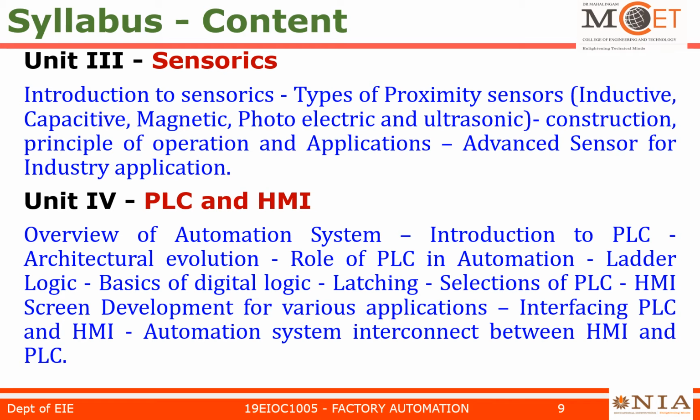The fourth part, Unit 4, is PLC and HMI, Programmable Logic Controller and Human Machine Interface. The contents are overview of automation system, introduction to PLC, architectural evolution, role of PLC in automation, ladder logic, basics of digital logic, latching, selection of PLC, HMI screen development for various applications, interfacing PLC and HMI, and automation system interconnect between HMI and PLC.